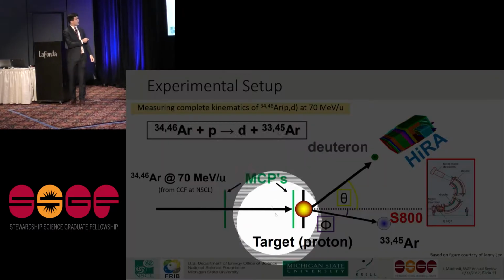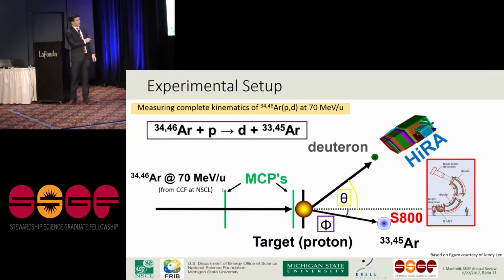We have the beam of argon coming from the cyclotron at 70 MeV per nucleon, and first it's going to hit these green MCP detectors. These are basically for keeping track of the beam before it hits the target. Then we have the target, which we just want to target a proton, so it's just a piece of plastic. And then if a transfer reaction happens, coming out of that we have a deuteron, which we detect using the high-resolution array, or HiRA. And then we have the heavy recoil, which is either argon-33 or argon-45, and this we detect with the S800 spectrograph. It's a three-story tall, 300-ton spectrometer that is used for a wide variety of different science at the NSCL.